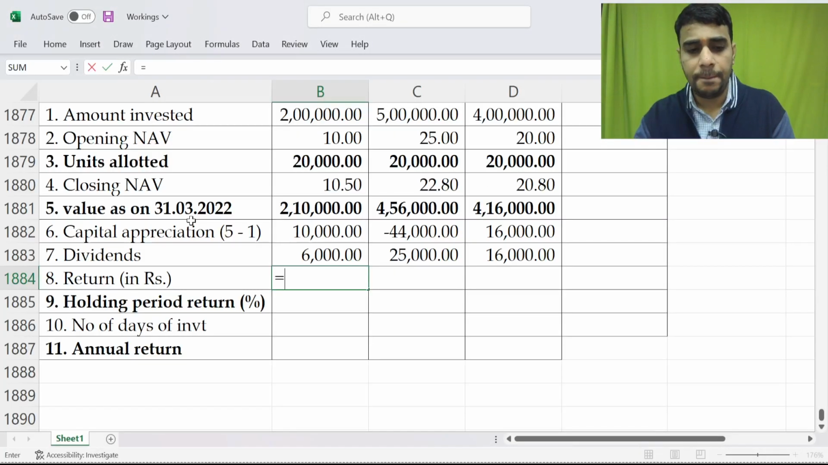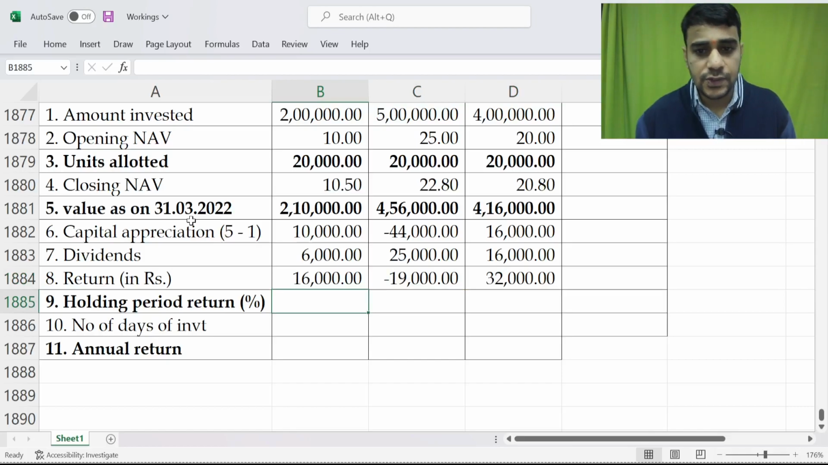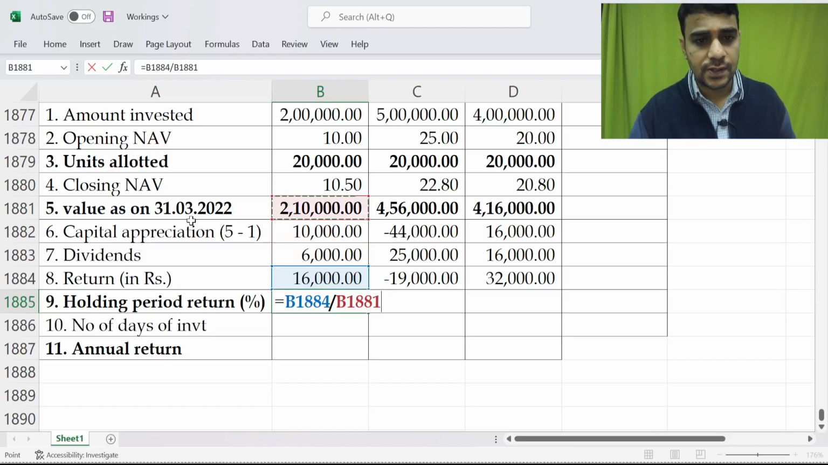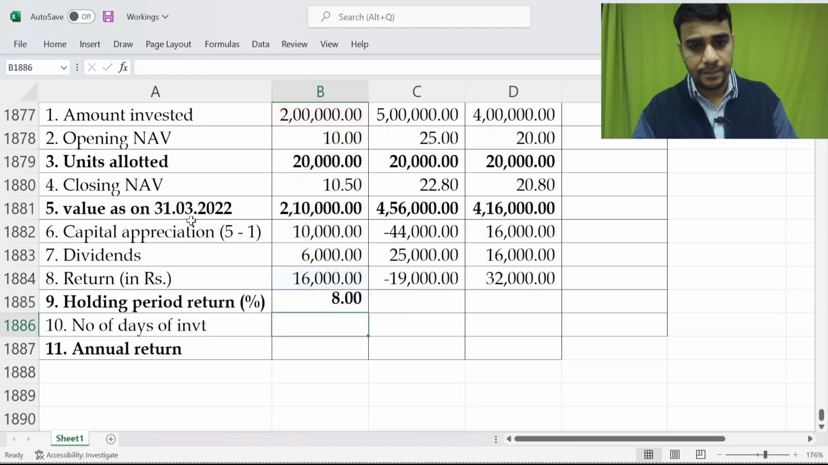We have done with part 1 and part 2. The returns are 16,000, negative 19 and 32. I'll use the same format only. Holding period return is return in rupees by amount invested: 8, negative 3.8 and 8.